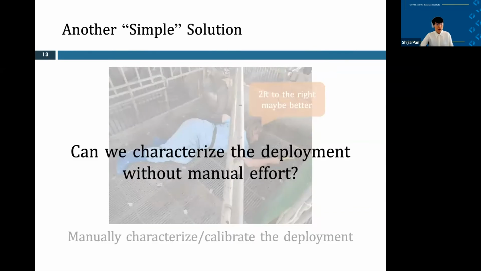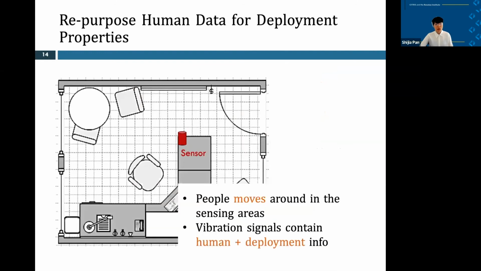So can we characterize the deployment without this manual effort? On the other hand, when we put the sensor in the deployment, we are already capturing human-induced vibration, right? So can we just repurpose it for the deployment characterization? Since people are moving around in the sensing area, it means that the vibration we capture not only includes the human information, it also includes the deployment information as well.